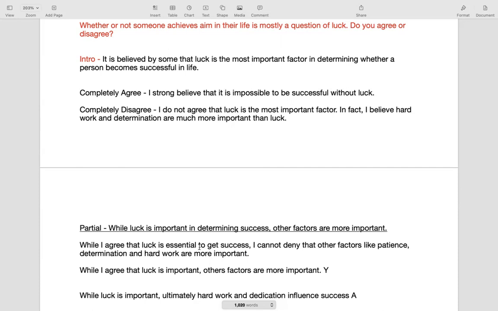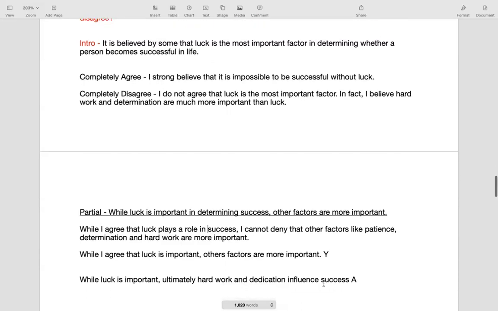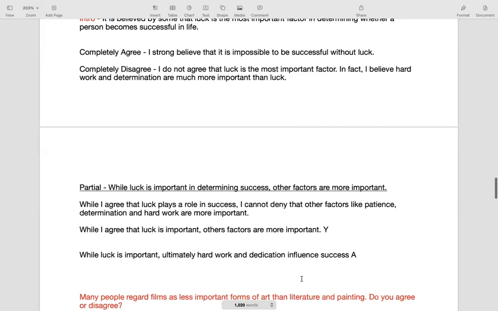And instead of saying luck is essential, I would just say luck plays a role in success. That would be a better way of saying it, because I don't want to write the word essential. It's a very strong word. Essential means we cannot be successful without luck, without being lucky. So I want to avoid that part. So I'll say, I agree that luck plays a role in success. I cannot deny that other factors are more important. So that would make it a perfect answer. And yours was perfect, Amit, because of which word? Which word made it perfect for you?